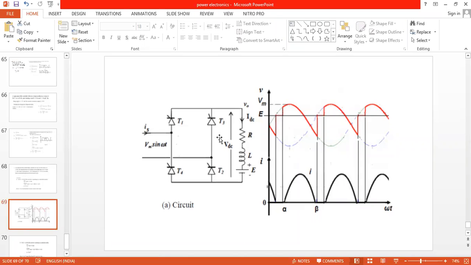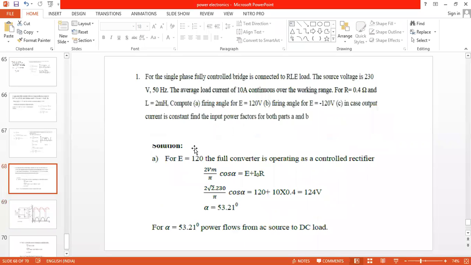So what is the output voltage we are having? V average equal to E plus I into R, and we are neglecting the value of the inductor. So for RLE load, the output voltage V average is equal to E plus I into R, or I naught into R, because we are having the back EMF. Okay, is it clear, all the students?